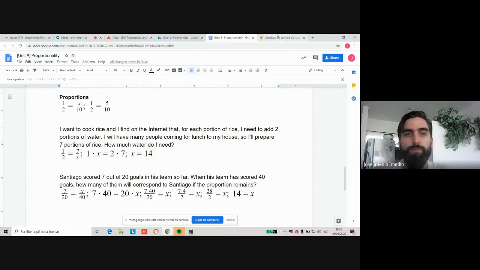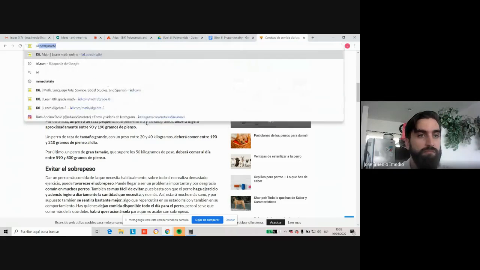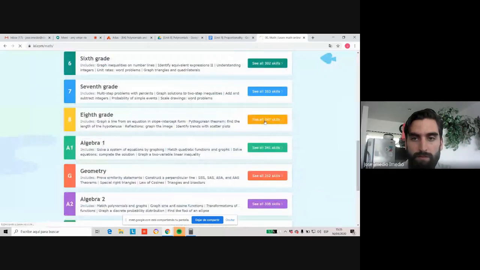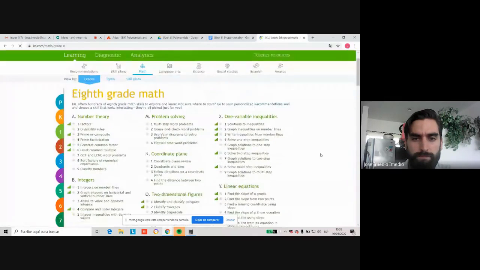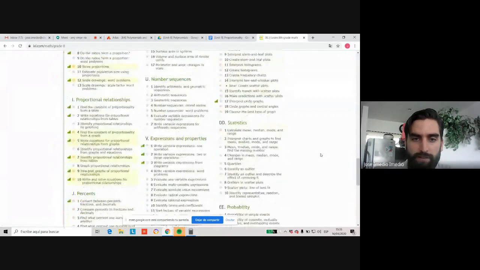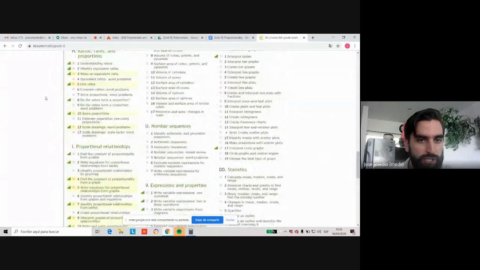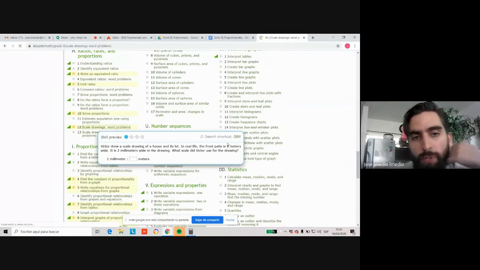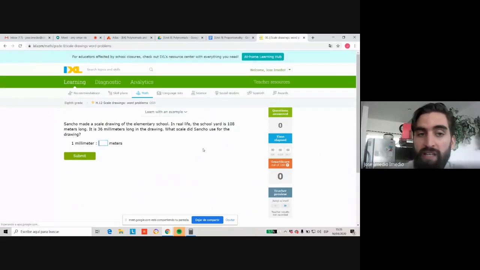Let's go to IXL and let's take these proportional relationships. It was this one, solve proportions. That's the one I was just solving. And then we have scale drawings, word problems. Okay, it's essentially the same thing. It's very similar. Okay, what's a scale drawing?